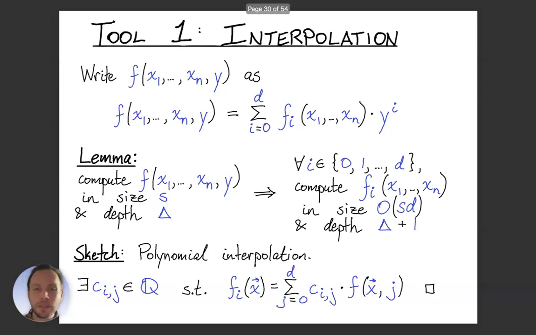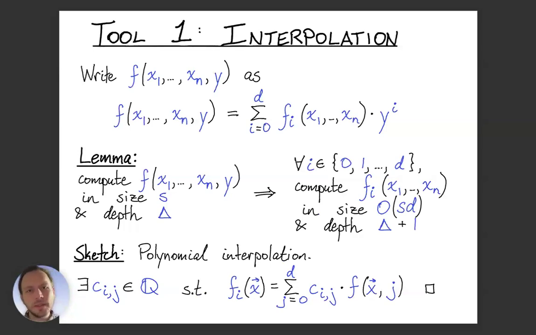And how do you do this? Well, this is polynomial interpolation. You can always recover the coefficients of a polynomial as a linear combination of evaluations at a sufficiently large number of points. So you can duplicate the circuit for f, evaluate it at different values of y, and then take an appropriate linear combination. This gives you the fi's.